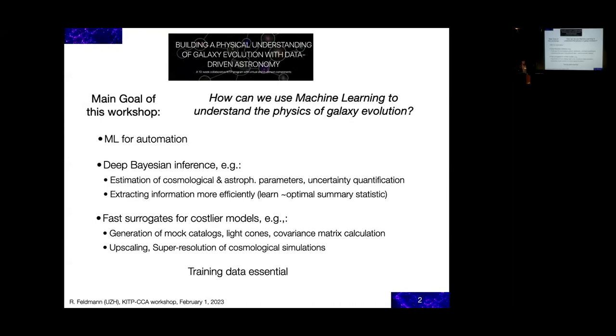We can use it for deep Bayesian inference, like we just heard this morning. Another good application is to use it as emulators for much costlier models, and this helps, for instance, if you want to generate mock catalogs and things like that. Now, in each of these cases, training data is essential. And for me, as a simulator, of course, the training data are cosmological simulations.